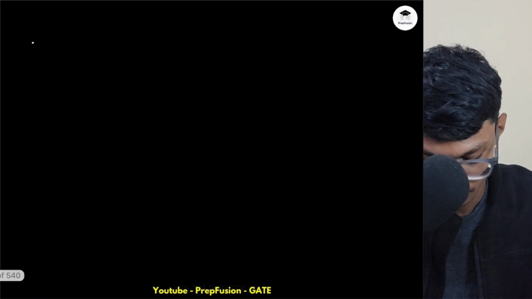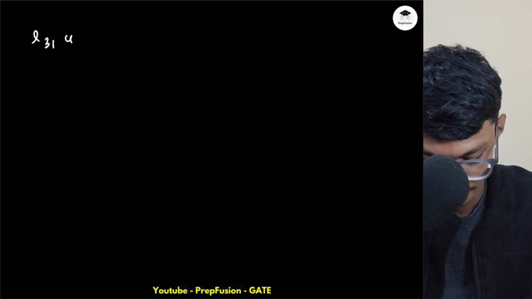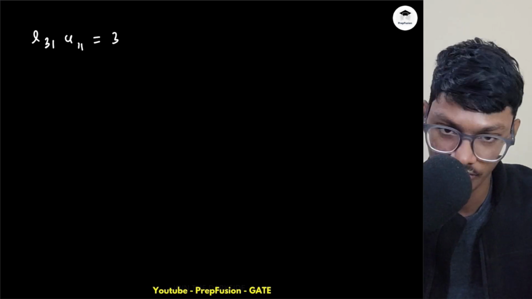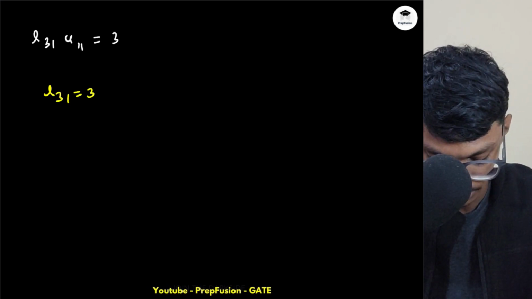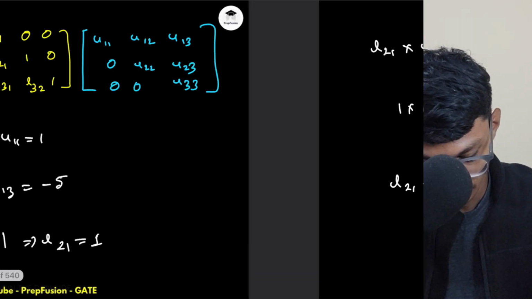L31 into U11 equals to 3. So U11 is 1, so L31 will be equals to 3. So L31 will be equals to 3. Now let's go to the next.